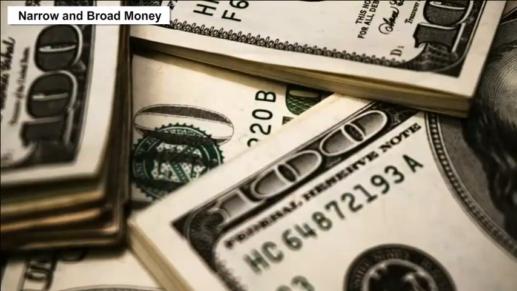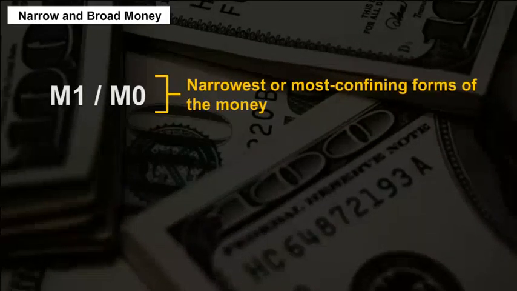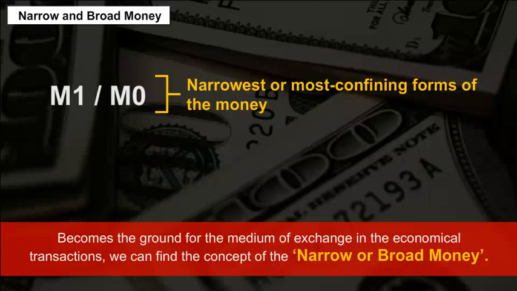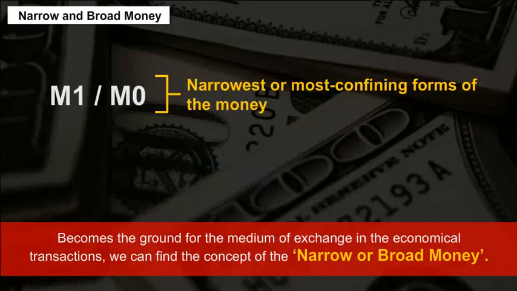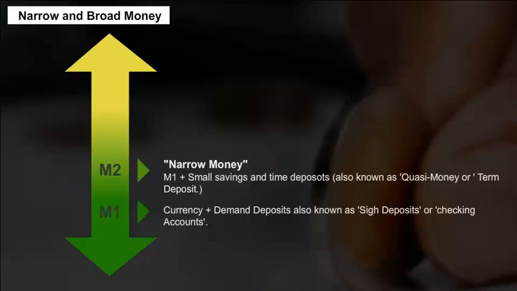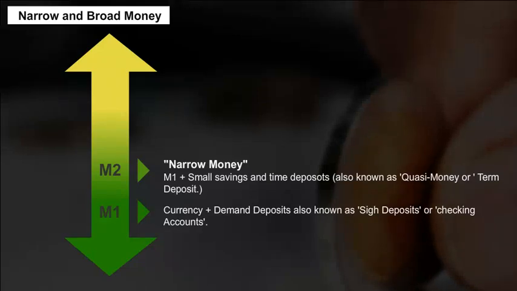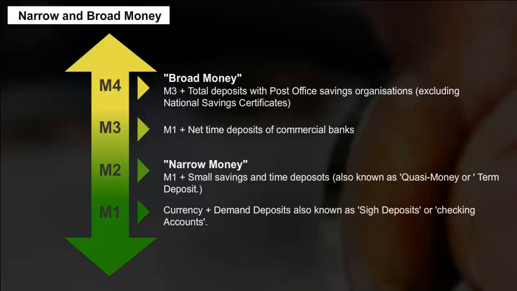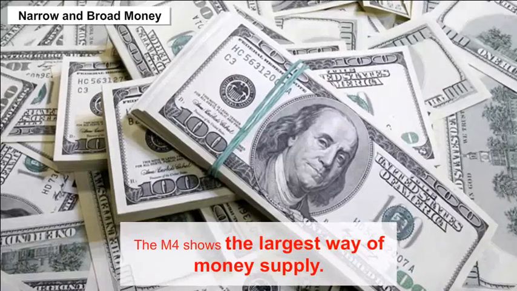Narrow and broad money. From the calculation where M1 or M0 is the narrowest or most confining forms of the money and becomes the ground for the medium of exchange in the economical transactions, we can find the concept of the narrow or broad money. In general, the M1 and M2 depicts the narrow form of money, and M3 and M4 signifies the broad money. The M4 shows the largest way of money supply.